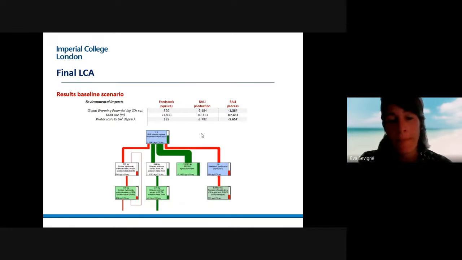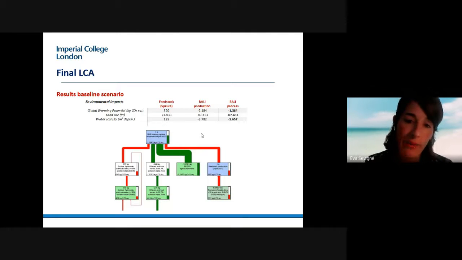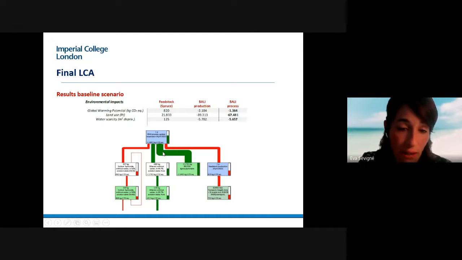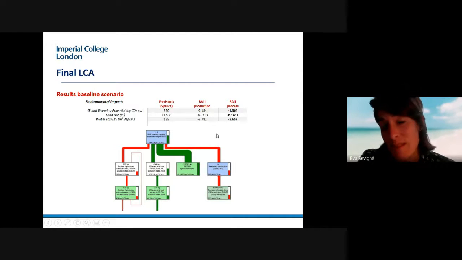And here you will see the valley production, where you can see on the table with negative values, but also in the figure in green, that this process is subtracting, in theory, CO2 emissions from the atmosphere due to the production of these co-products, and the same with land use and water scarcity.